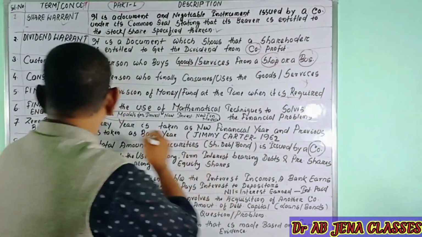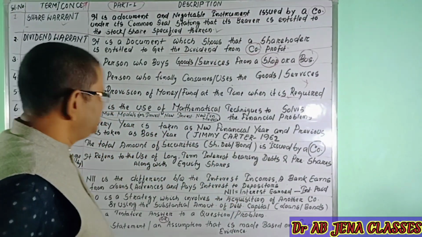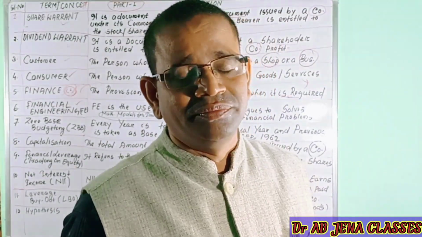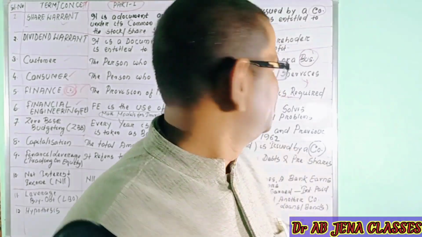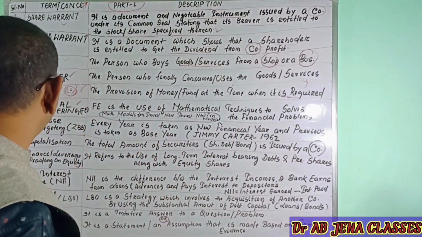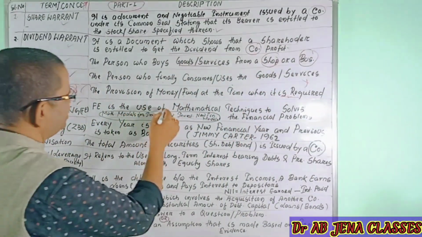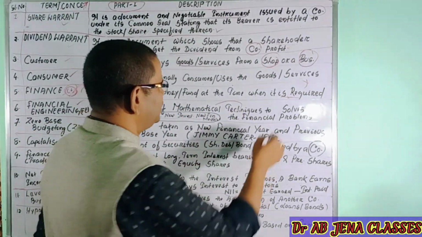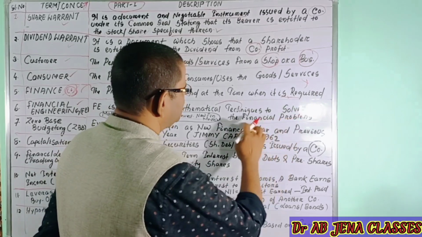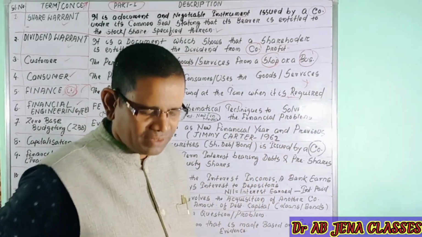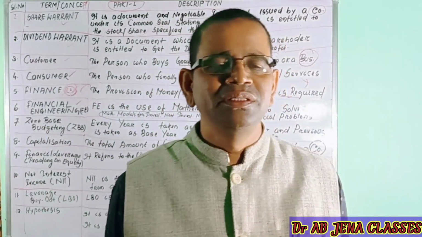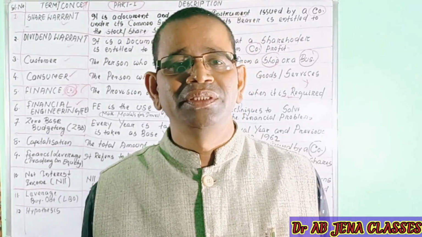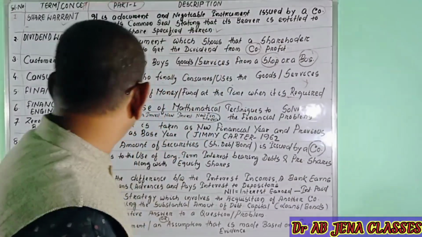So the next one is financial engineering. It's also very vital to know about this. Financial engineering is the use of mathematical techniques to solve financial problems. Right now it is used in business and also in economics. So these are the techniques.